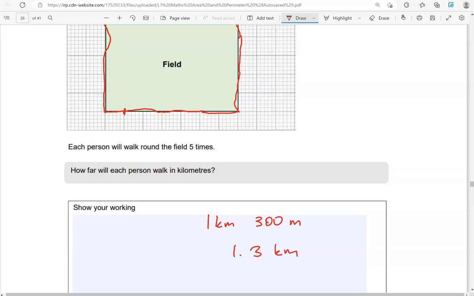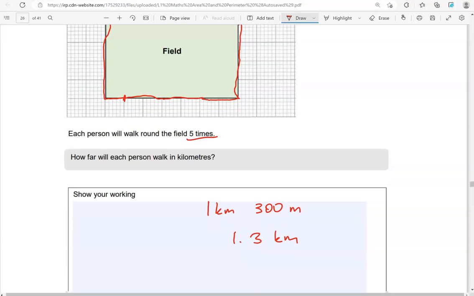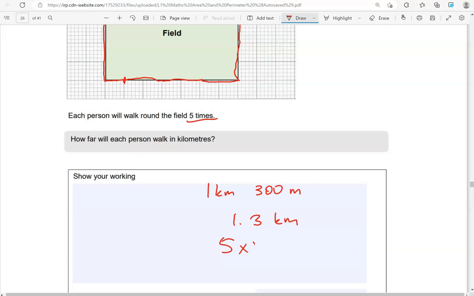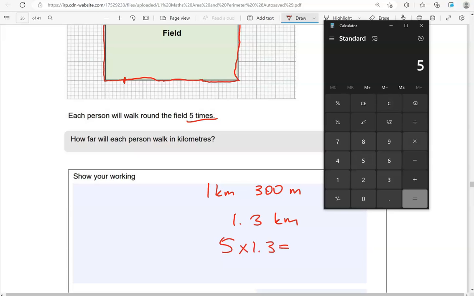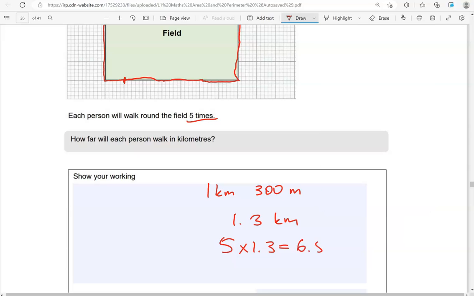And each person will walk around the field 5 times. So we'll do 5 times 1.3, which is 6.5 kilometers.